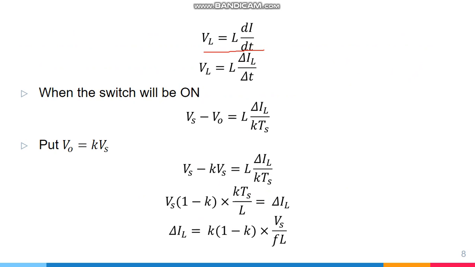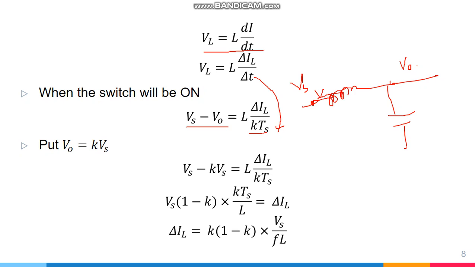When the switch is in the on condition, Vs will appear over here, and at this node we will have V naught. So the net voltage across this inductor will be Vs minus V naught, equal to L delta IL over kTs. This delta t is equal to kTs, because we are talking about the on interval. When the switch is on, Vs will appear on this end of the inductor and V naught on this end.